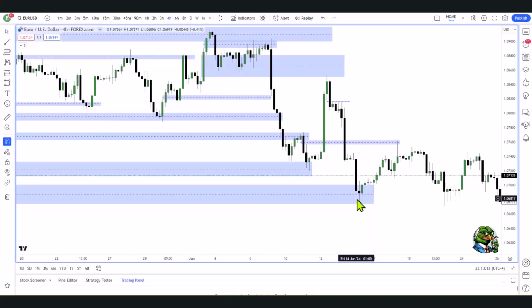Now, if you combine that with the right day and the right time, this is obviously a 4-hour chart. You can see, though, it's within London, right? This is London, this is New York.